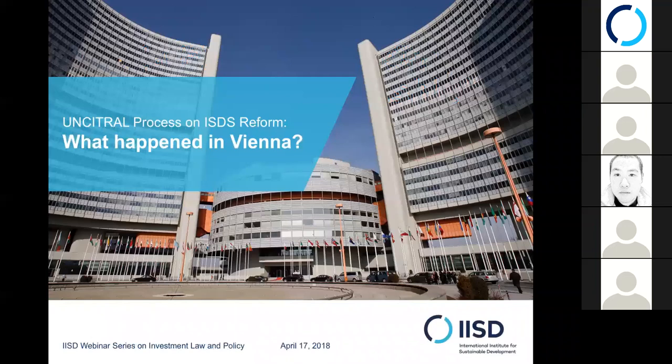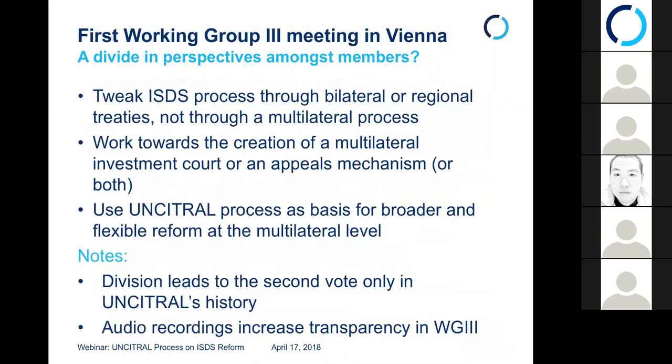So we have looked at the mandate, and we'll now pass on to what happened in Vienna. I want to start by saying that in Vienna, in the working group meeting, it became quite clear that there was quite a divide in the perspectives amongst the members. This was already quite clear in the commission meetings in July, but it also became clear in the more technical discussions in November, December last year.